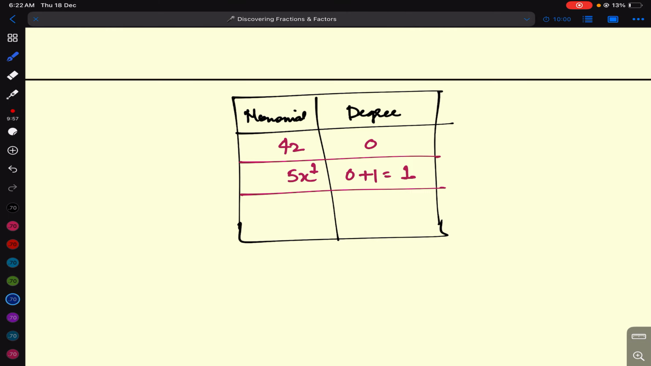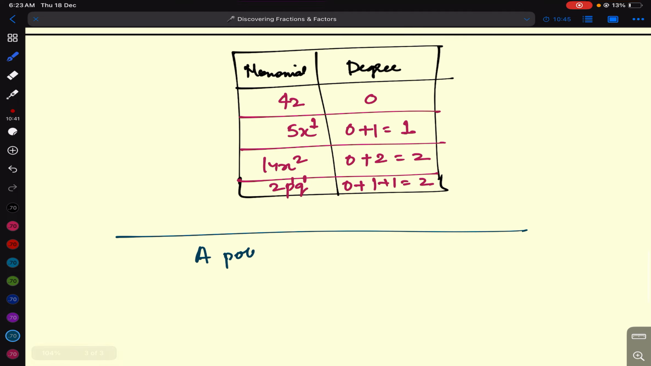Okay, the next is 14x square. Here 14 is a constant, so that is taken as 0, and then we have x squared, right? So that will be 2. The last is 2pq. Here the constant has 0, then we have 1 for each variable, so it is 1 plus 1, and that is 2. Okay, so this is how we calculate the degree of a monomial, and I've listed 4 monomials as examples to understand this better. Clear?